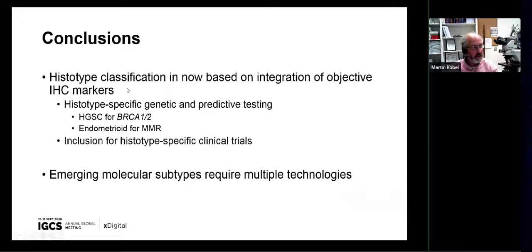In conclusion, histotype classification is now based on an integration of objective IHC markers, and histotype-specific genetic and predictive testing should be performed. So that means high-grade serous carcinoma should be tested for BRCA1 and endometrioid carcinoma for mismatch repair deficiency. This has also important implications for the inclusion for histotype-specific clinical trials, and emerging molecular subtypes require multiple technologies.